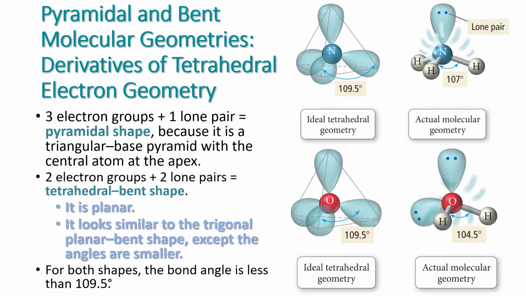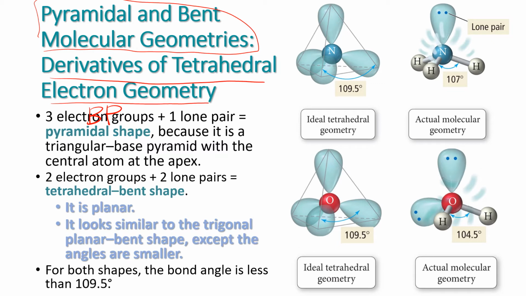Next, we have our derivatives of tetrahedral. So I'm going in order. First, we started with that trigonal planar. Now it's the derivatives of tetrahedral electron geometry. So we have our pyramidal and our bent molecular geometries for these derivatives. So the first one is whenever we have 3 bonding pairs, this should say bonding, I don't know why I wrote electron groups, but 3 bonding pairs and 1 lone pair will give you a pyramidal shape. An example of this is NH3, ammonia.